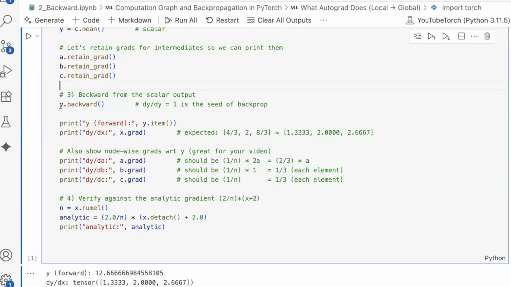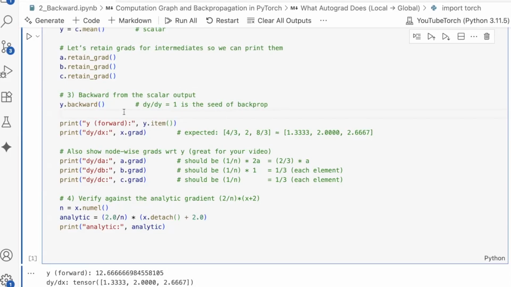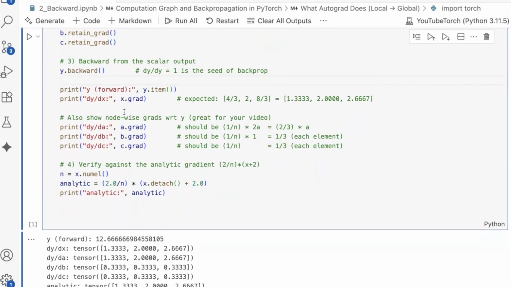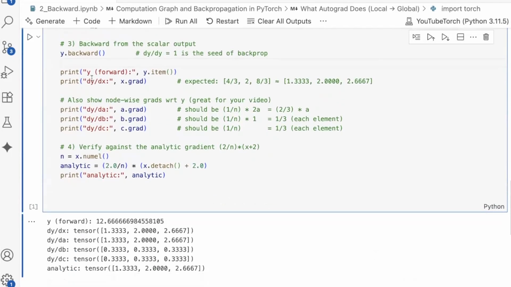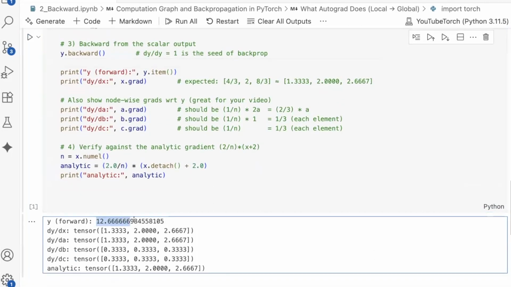In this case, we use y.backward, meaning we have our root node y, and the partial derivative of y with respect to y is 1, and then we can use the chain rule to go back. Now if I print the result, you can see that where x is 0, 1, 2, the actual value of y is 12.66.